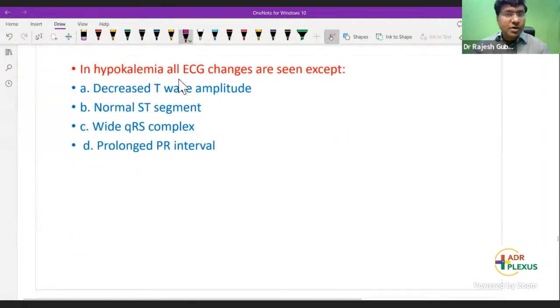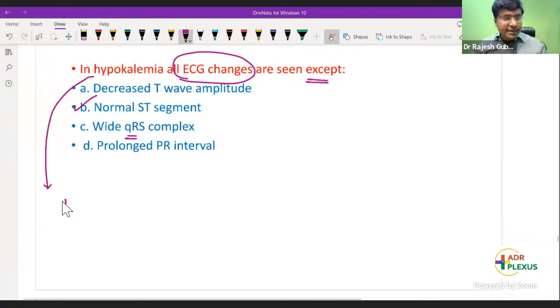In hypokalemia, all ECG changes are present except... Very good. So whoever has answered B, some of you have answered C actually. Now, what did I tell you in case of hypokalemia? There will be a prolonged QT interval, and this prolonged QT interval will progress to polymorphic ventricular tachycardia.